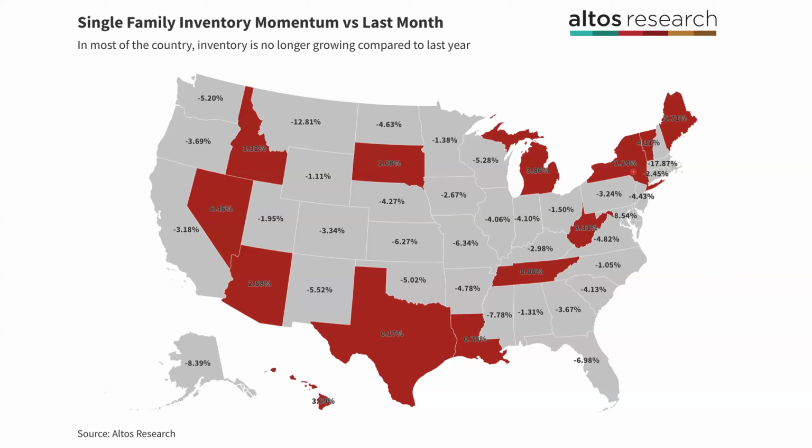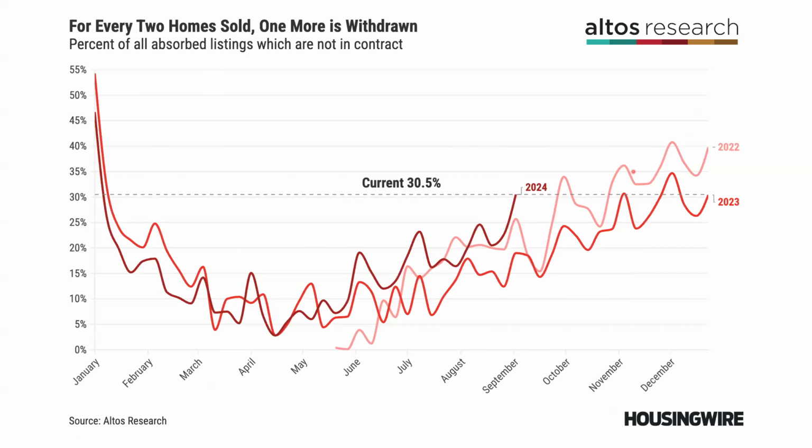We have 38% more homes on the market now than a year ago, and we expect to finish the year with 25% more homes on the market than at the end of 2023. So the inventory trends are shifting, and in most states we're at the peak, we're past the peak, and we're starting to compress compared to last year.